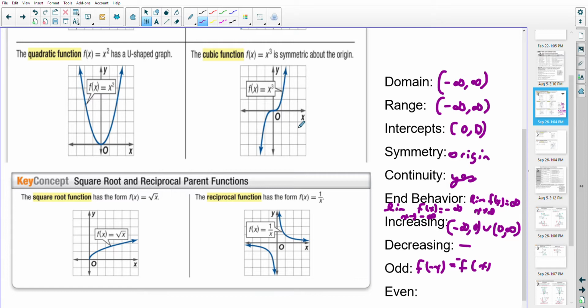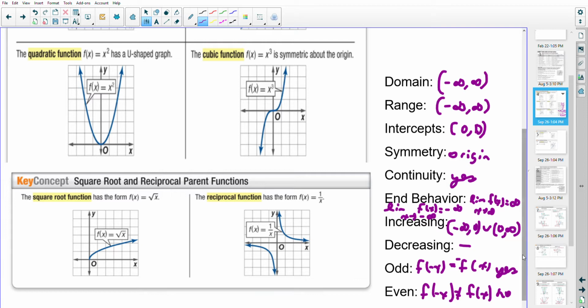If you were to put a negative x in for x, you would see that this does hold. So we know that yes, it is odd. And for even, if you plug f of negative x in, you're going to see that it does not equal f of x. That's based on the definition that we've been given before.